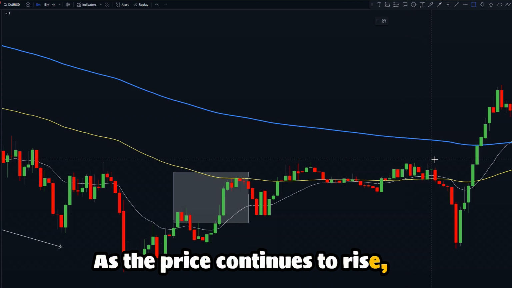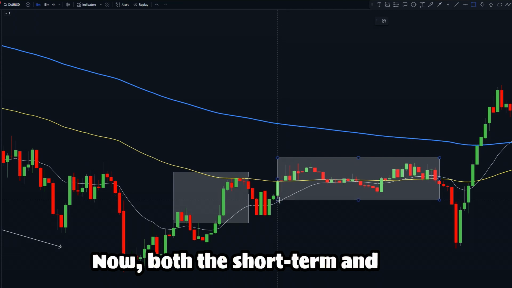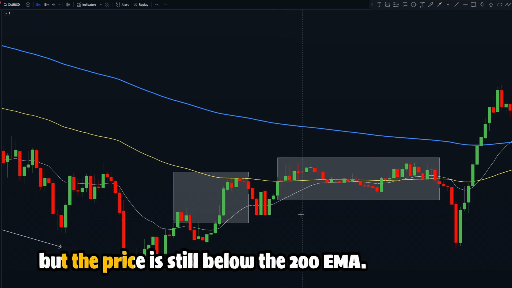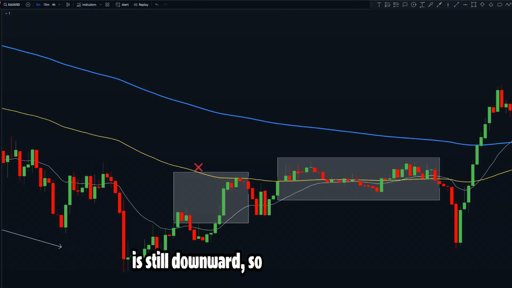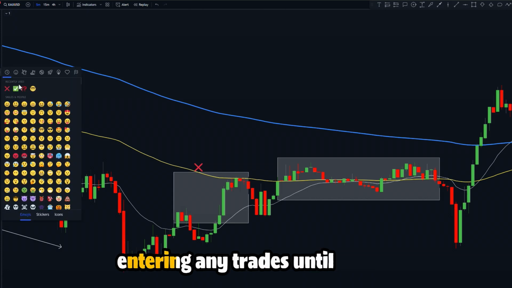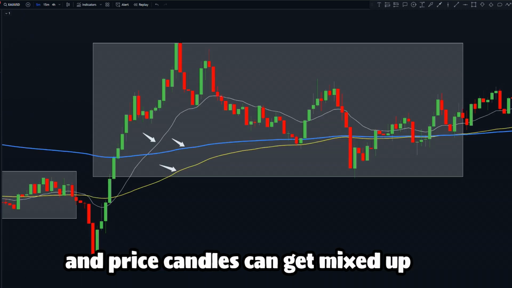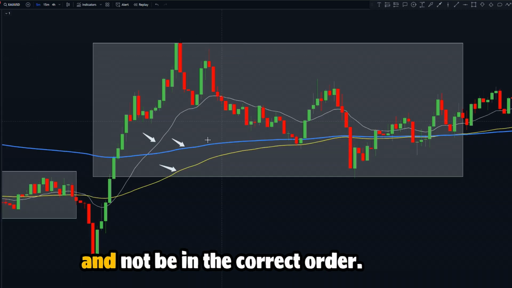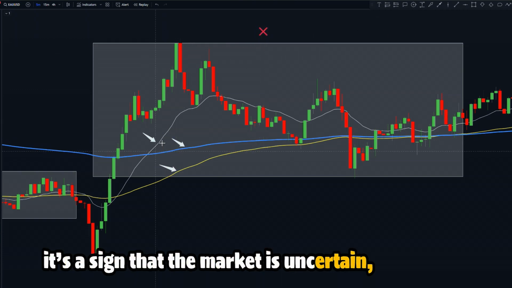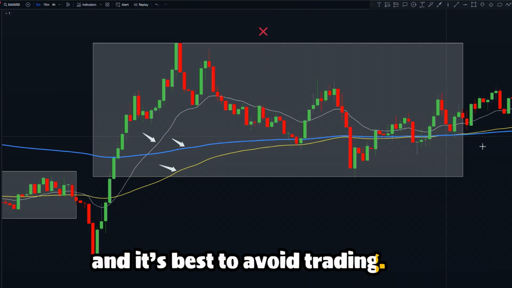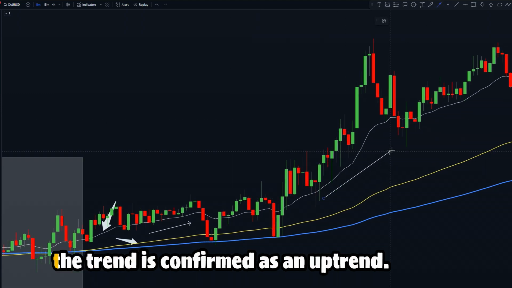As the price continues to rise, it eventually moves above the 100 EMA. Now both the short-term and mid-term trends are upward, but the price is still below the 200 EMA. This means the long-term trend is still downward, so it's best to hold off entering any trades until we have a clear picture. Sometimes the EMA lines and price candles can get mixed up and not be in the correct order. When this happens, it's a sign that the market is uncertain and it's best to avoid trading. Once the EMA lines get back in the correct order and the price is above them, the trend is confirmed as an uptrend.